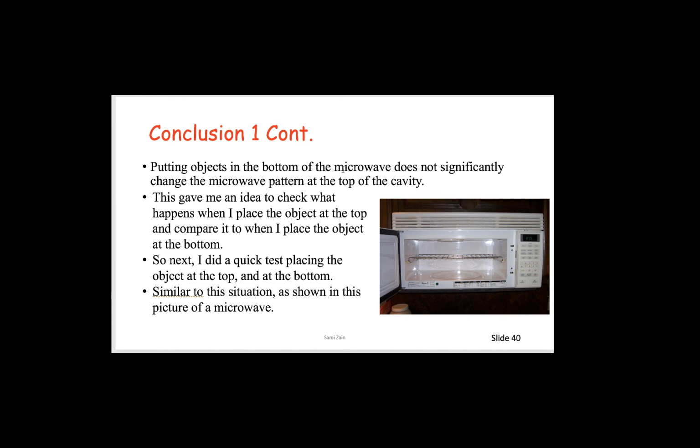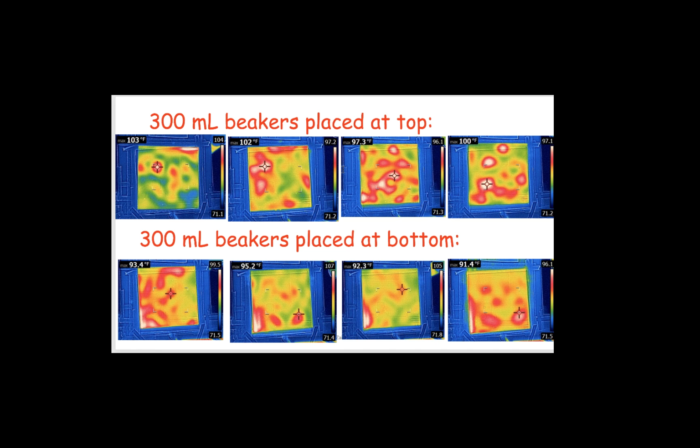Putting objects in the bottom of the microwave does not significantly change the microwave pattern at the top of the cavity. This gave me an idea to check what happens when I place the object at the top and compare it to when I place it at the bottom. So next, I did a quick test placing the object at the top and at the bottom, similar to this situation as shown in the picture of the microwave. Please turn to slide 41.